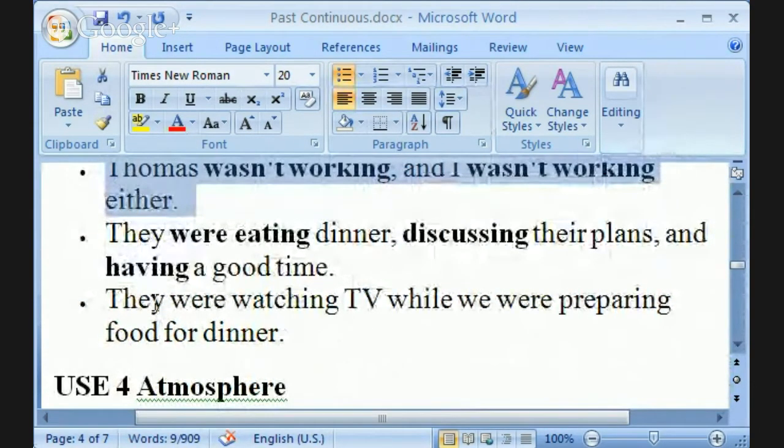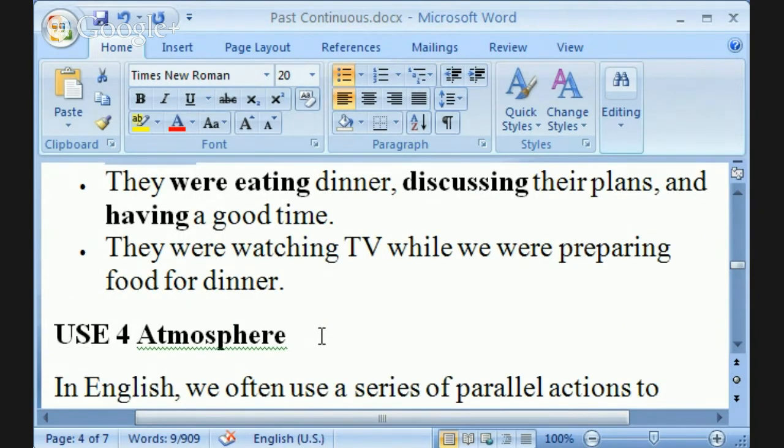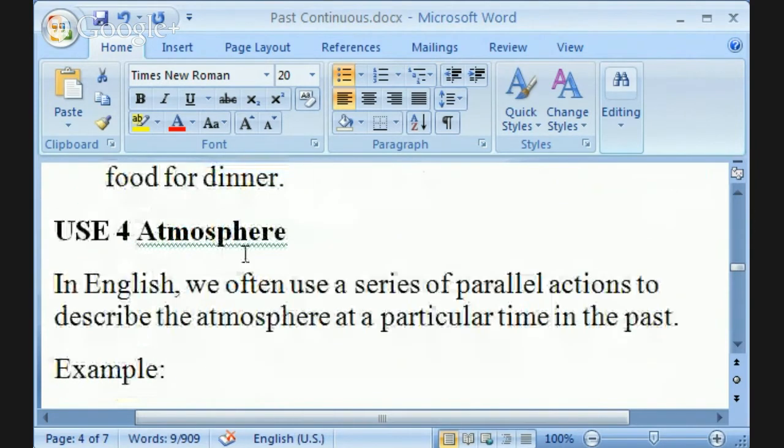Okay. So that's the idea. Try to avoid when and while in the same sentence. You usually need one or the other, but not both. And sometimes you need one and not the other. More often than not, you can use either one. It just depends how you structure your sentence.